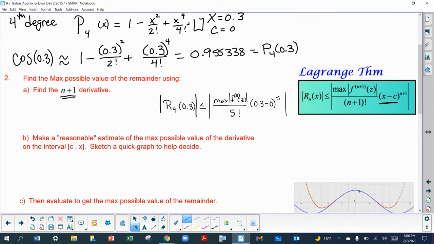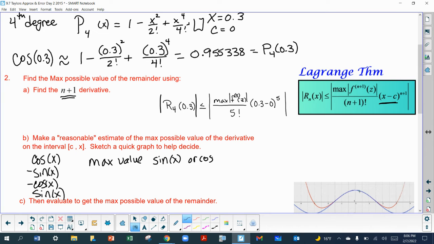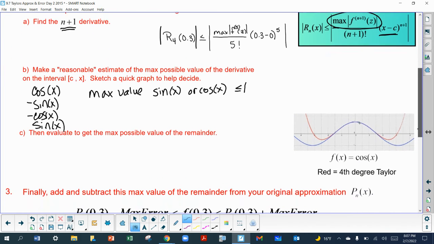Now, when I think about the derivatives, if I'm starting with cosine, the next derivative would be negative sine. The next derivative would be negative cosine. The next derivative would be sine again, wouldn't it? What is the max value of the sine function or even the cosine function in this case? Because we're on the fifth derivative, so looks like we'd probably be at what, cosine? The max value of those, they are always less than or equal to 1. So we can use 1 to replace right there for that max derivative.